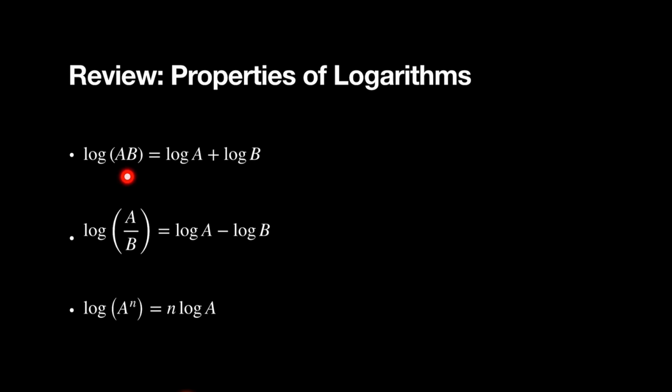If we have a log of a product, we can write that as a sum of two logs. That just comes from the fact that logarithms are exponents, and when we multiply, we add the exponents. If we have a log of a quotient, we can rewrite that as a difference of two logs. And finally, if we have a log of an exponential, we can write that as a product. We can take that exponent, bring it down, and write it as a product, n times log of a.